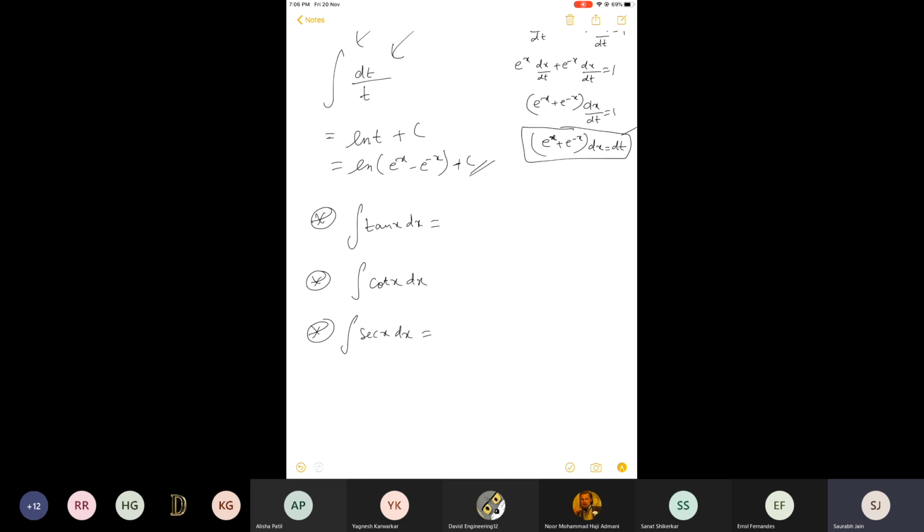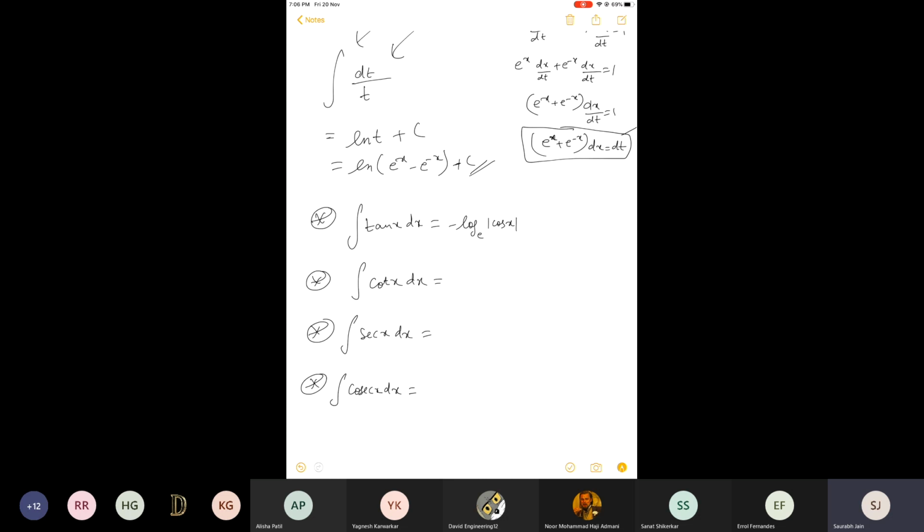Your first PDF has the material that will be covered till today's class, so you can go through the notes; the same examples are there. Now, differentiation of tan x. I will write the result here.